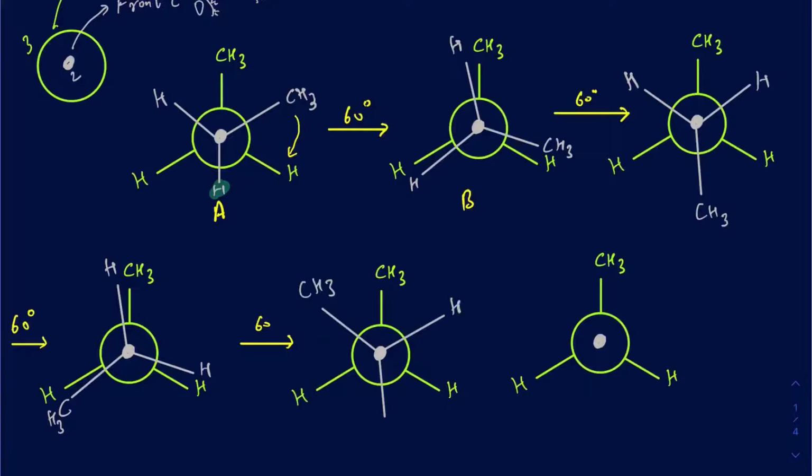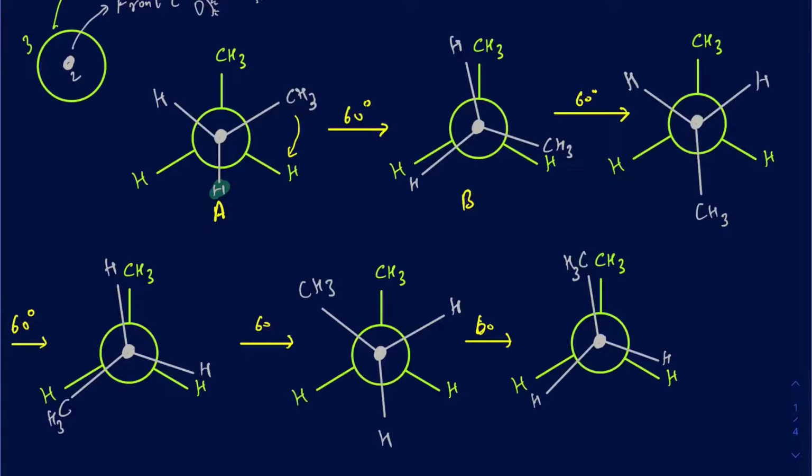CH3 here, hydrogen there, and I'll do one more. So when I do one more, you're going to get a CH3 right here, a hydrogen right here, and a hydrogen on the top of one another there. So then when you rotate it again, it's going to go back to your very first structure you have drawn.